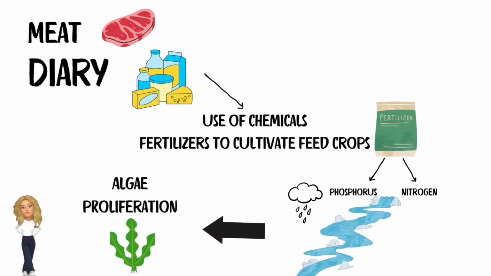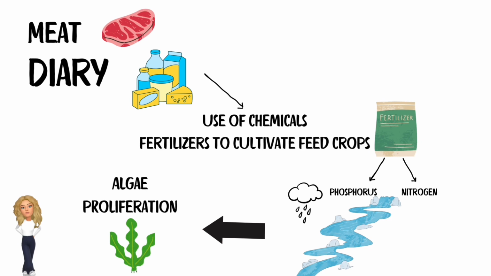Indeed, meat and dairy production requires the use of chemical fertilizers to cultivate feed crops such as corn or soybean. These fertilizers also contain nutrients such as nitrogen and phosphorus, which can be leached from fields by rain and end up in waterways, thus fueling algae proliferation.